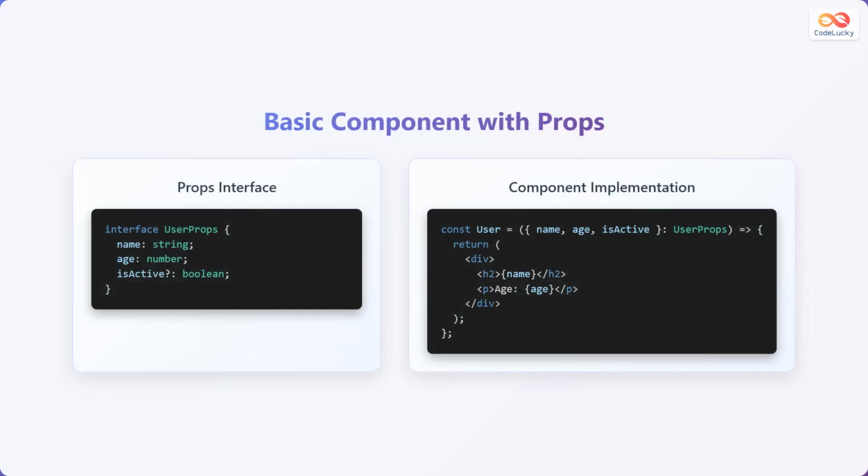Let's see how to define a basic React component with props using TypeScript. First, define an interface for the props. For example, an interface called UserProps could define name as a string, age as a number, and isActive as an optional Boolean. Then, implement the component using this interface. The User component accepts name, age, and isActive props of type UserProps, and returns a div containing the name and age.